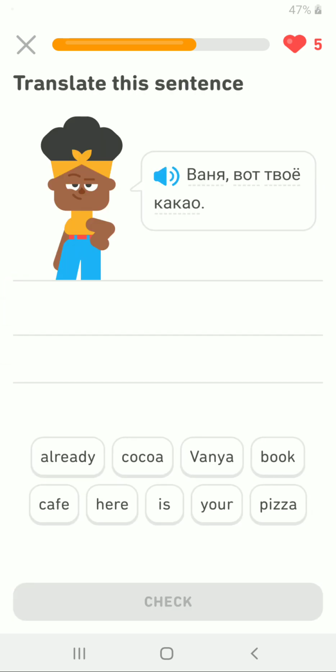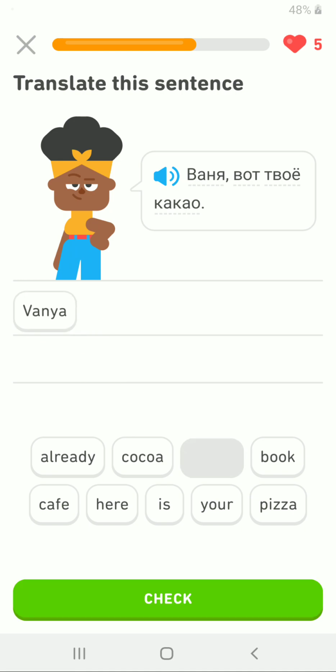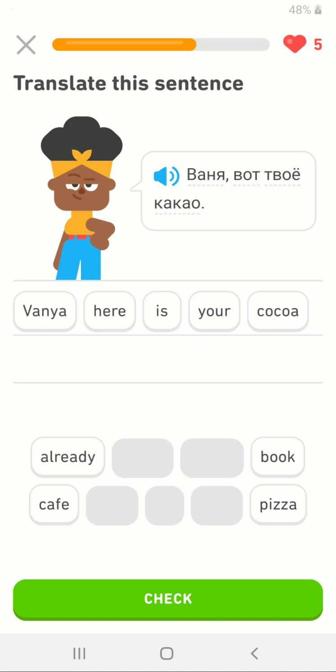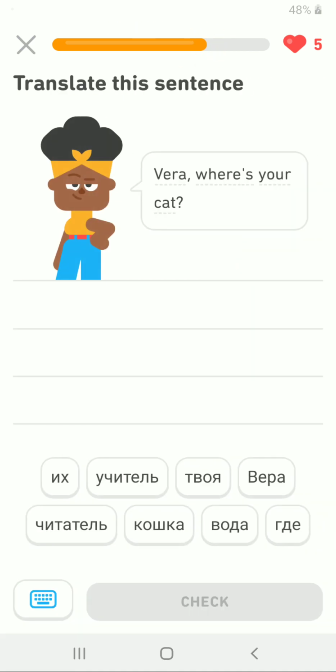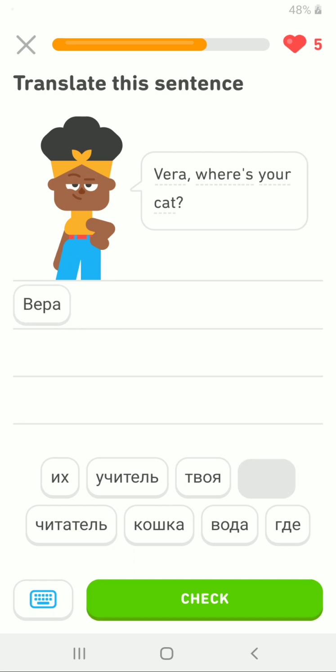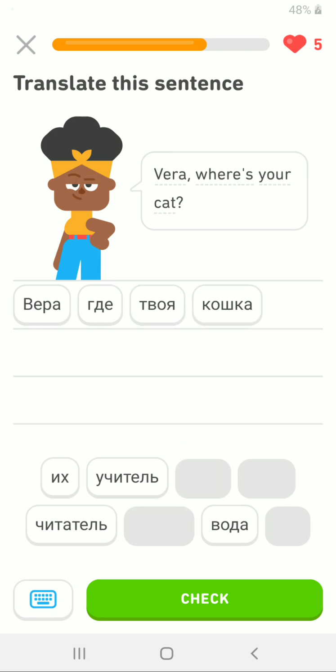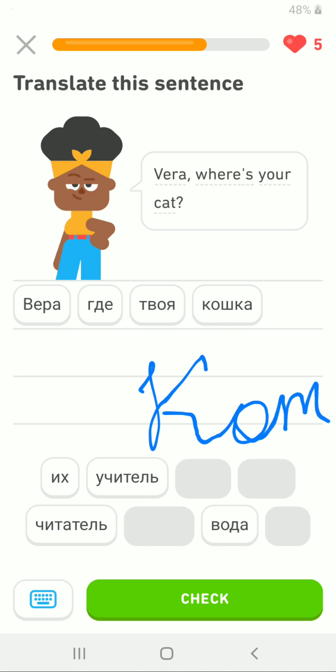Ваня, вот твое какао. This is an adjective. Again, you have твое because какао is neuter. So, Ваня, here is your какао. Вера, where's your cat? Где твоя кошка? Твоя, because кошка is feminine. It's not кот. There is another word for a male cat. It's the кот. Кот. This is a T, yeah? In Russian, it's like an M.